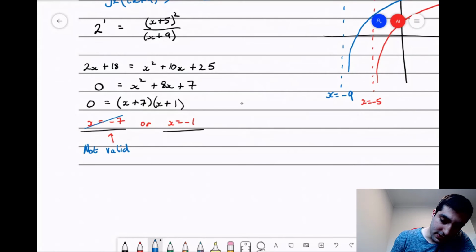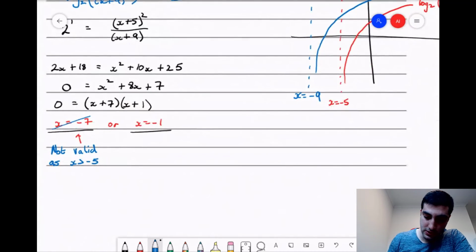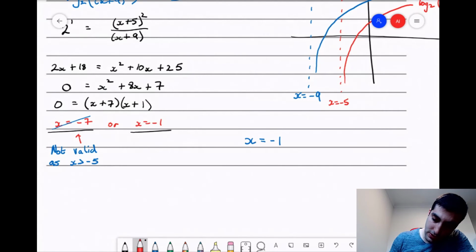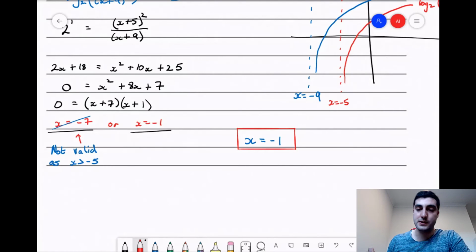I'm just going to say not valid, as x is greater than minus 5. It must be greater than minus 5. So therefore, our final solution is going to be x must be equal to minus 1. That's the only valid solution there. Great.